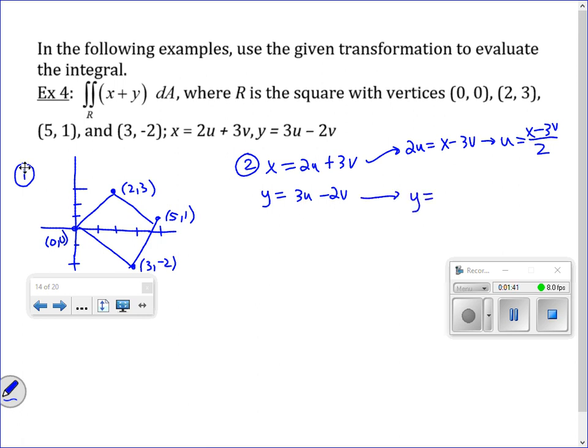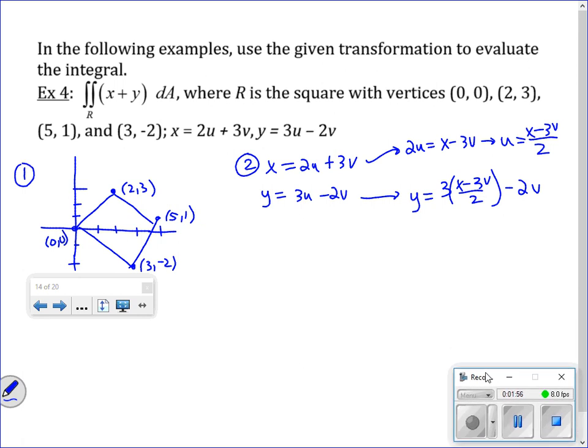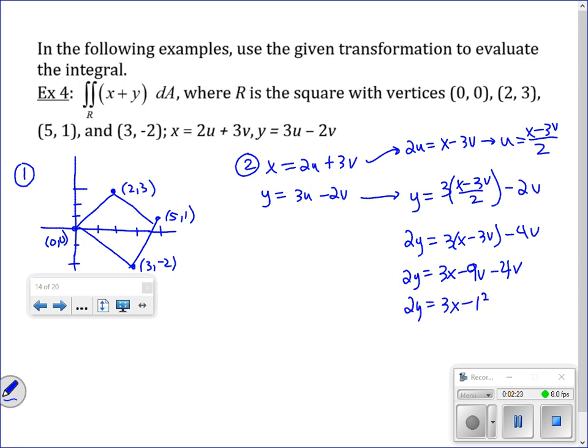So u is (x minus 3v) over 2. So y equals 3 times (x minus 3v) over 2, because remember, I'm trying to get u or v in terms of x and y, and then minus 2v. So you see what I've done right there is I have v's, and then x's and y's are going to go on the other side. So I'm going to multiply everything here by 2 so that that fraction goes away. So I get 2y equals 3 times (x minus 3v), minus 4v. So 2y equals 3x minus 9v minus 4v. So I have 2y equals 3x minus 13v.